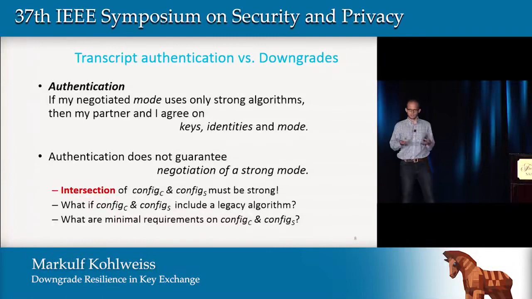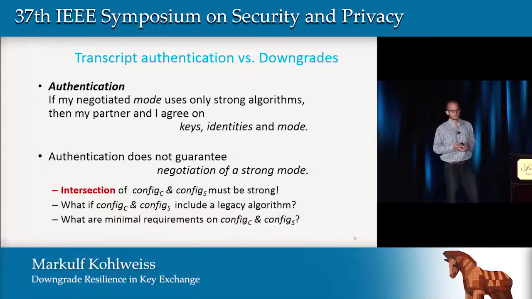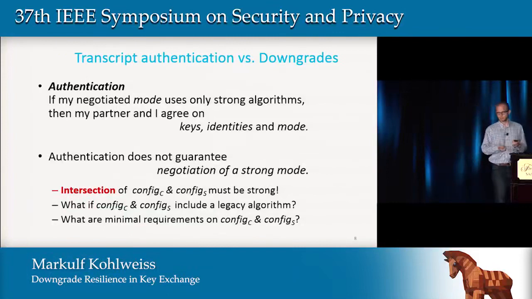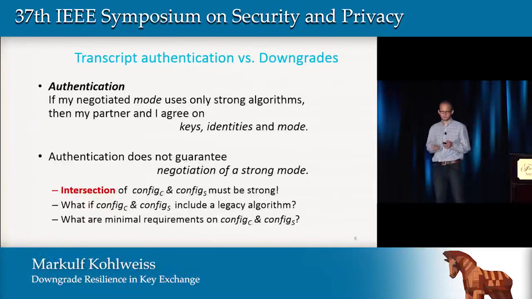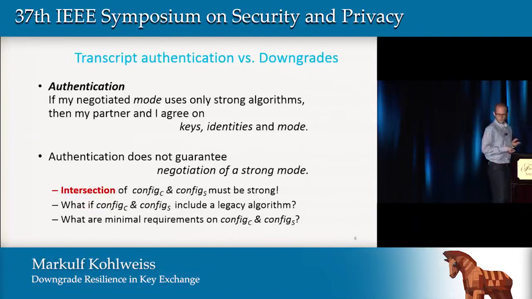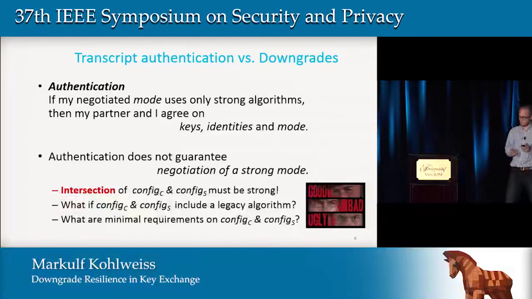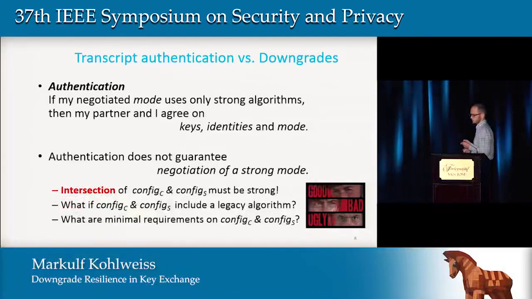So if one only has such security guarantees available, what is required is that the intersection of all modes must be strong. The intersection of the client and the server configuration should only support strong modes. But what if the client and server configurations support legacy algorithms for backward compatibility? And what are the minimum requirements on the configurations to achieve downgrade security?